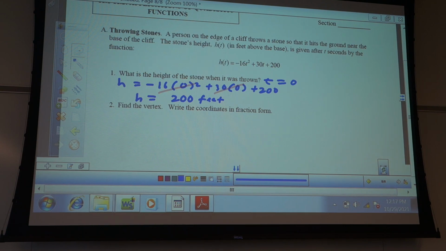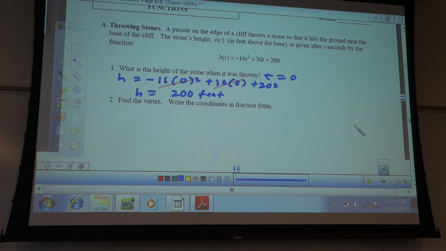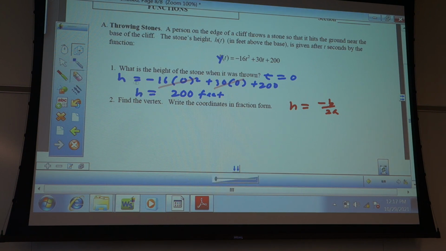Now find the vertex. What's up with the vertex? My h is equal to negative b over 2a. That makes it kind of confusing because h stands for height. Let's call the h y. Cross out the h and make that y. Make all of the h's y.